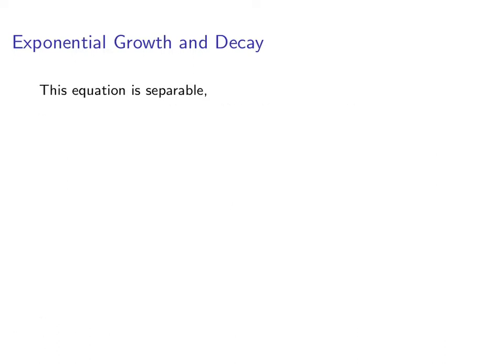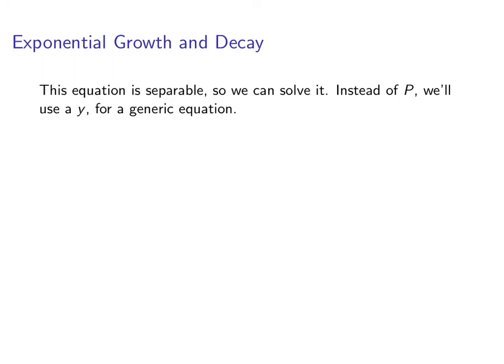Now the equation is separable, so we have a technique for solving it. Now instead of P, we'll use y, and that'll give us a generic equation. So I don't want to think of P as just being a population. It can be lots of different things. So if we separate variables, we'll get dy/y = k dt. We integrate both sides, and we get ln|y| = kt + C.